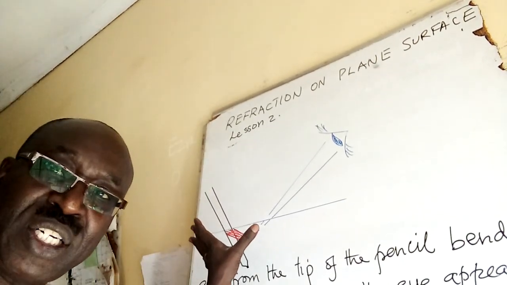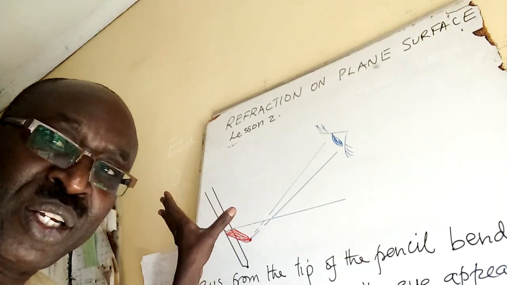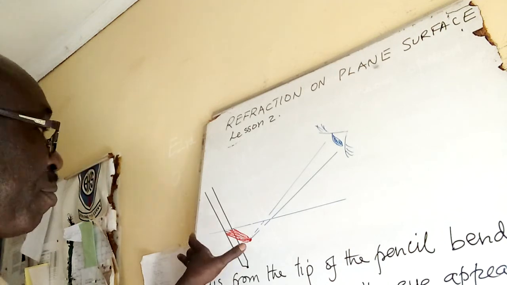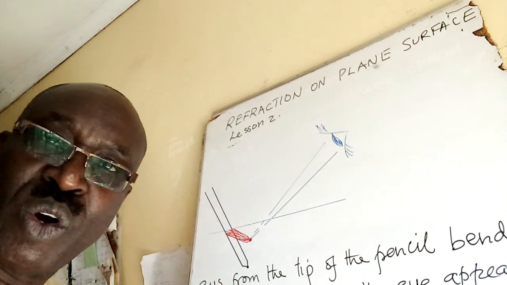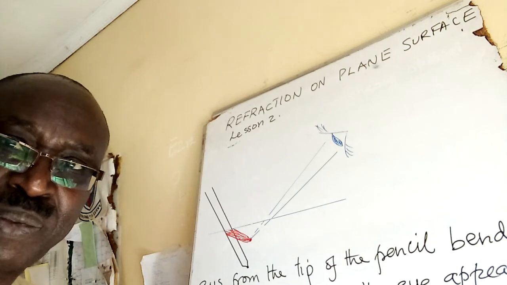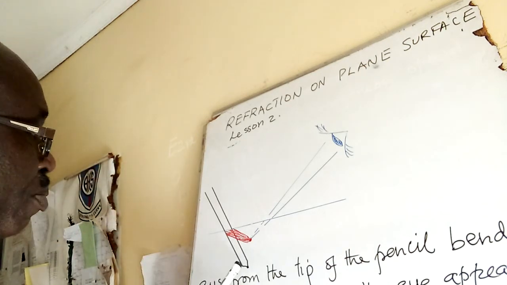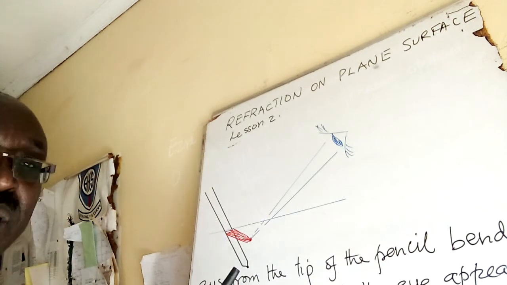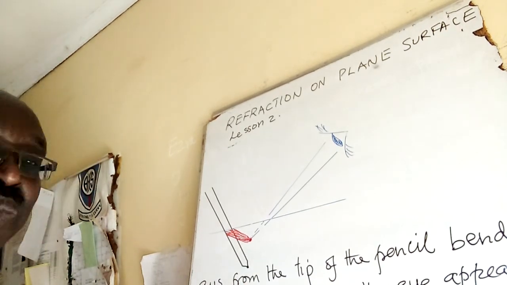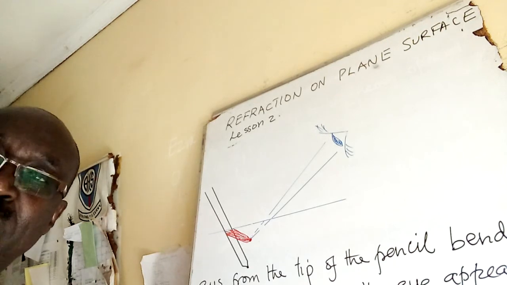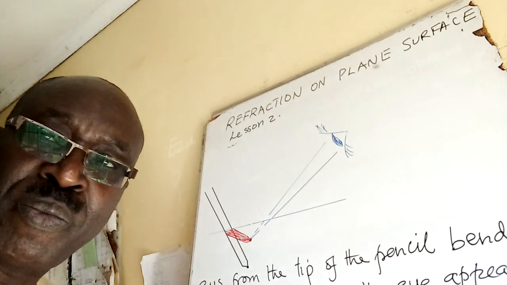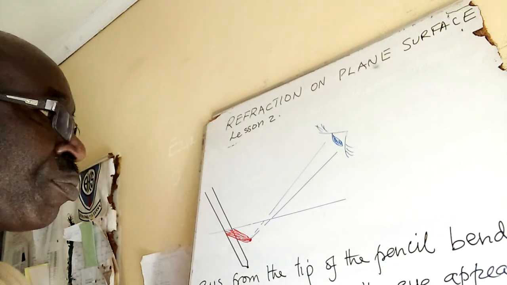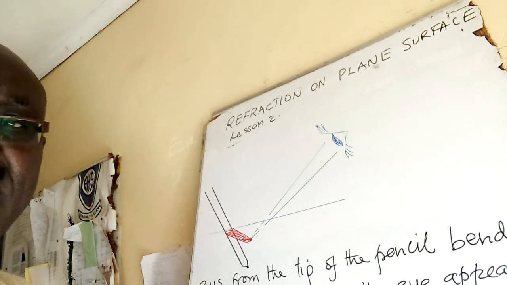I've just extracted some figure from our lesson 1. Remember, we had put the pencil in water. Okay? So I want to explain what happens. I've used the tip of the pencil here. This tip can help us understand. Rays from the tip of the pencil, they will bend at the surface.